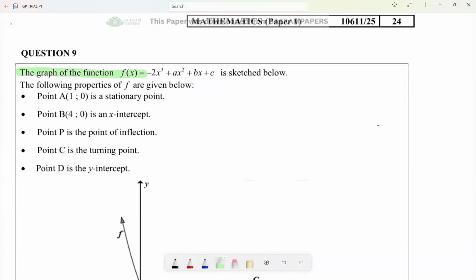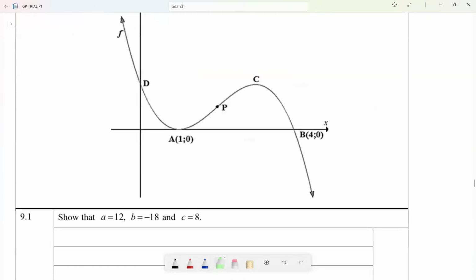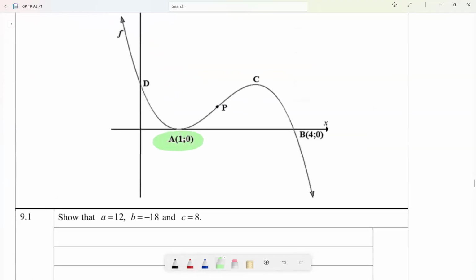The graph of the function f of x is equal to -2x cubed plus ax squared plus bx plus c is sketched. So we have a cubic function, and now we are given the following properties. The first is that point A is a stationary point. Point A with coordinates 1 and 0. This is a stationary point. But can you see that it is a stationary point and also an x-intercept?